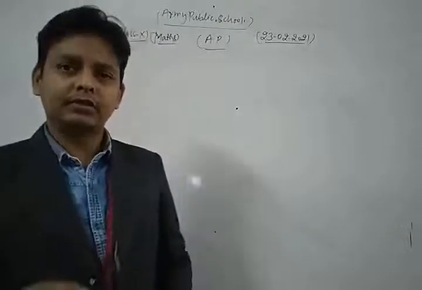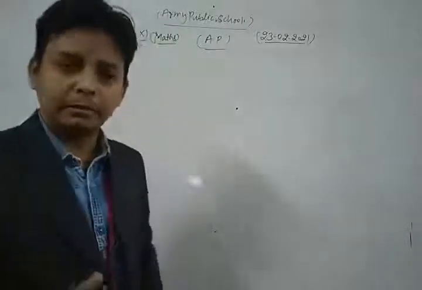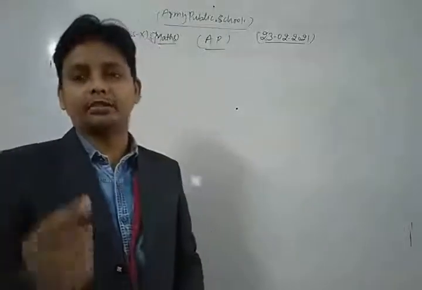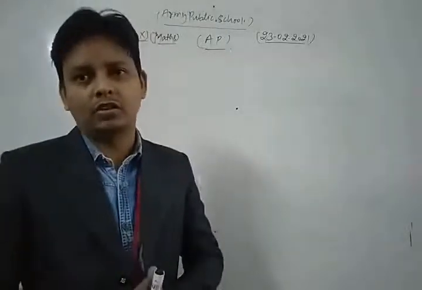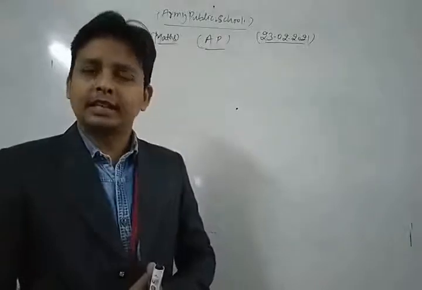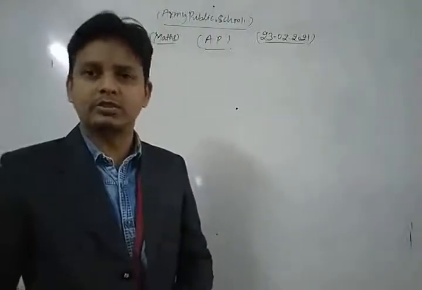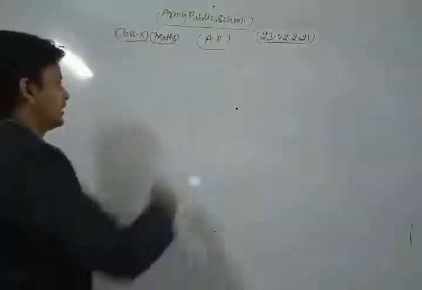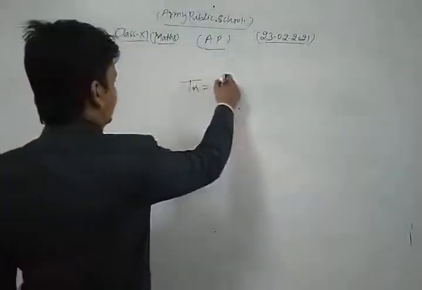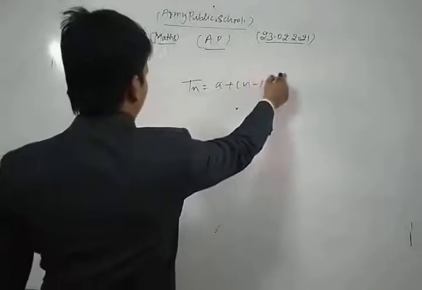You know that very well. What is the concept of AP? AP is that type of progression in which the difference between two successive terms remains constant. That type of progression is known as an arithmetic progression. Okay, dear friends, and you know that very well. The nth term of the AP is what? a plus n minus 1 into d.